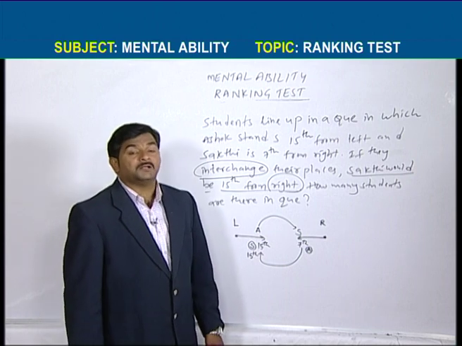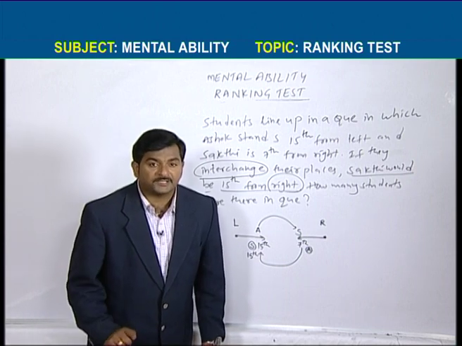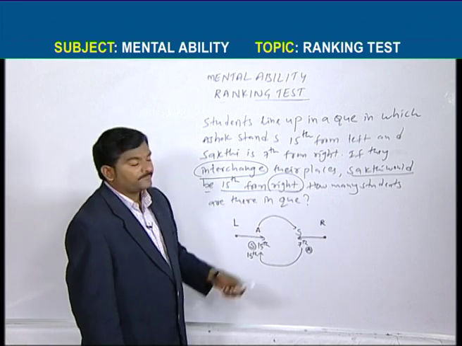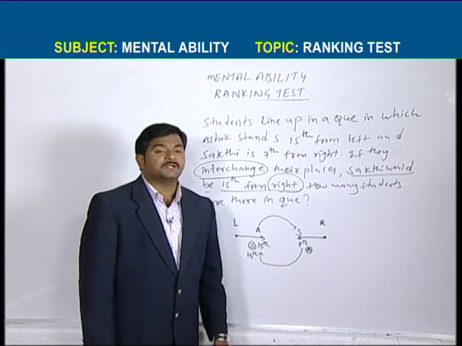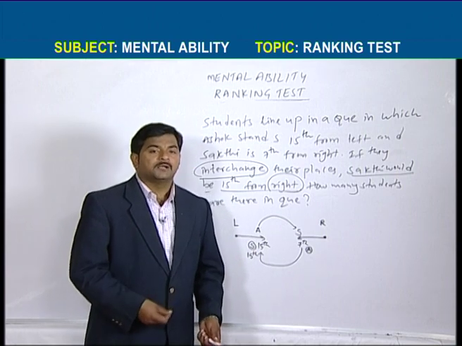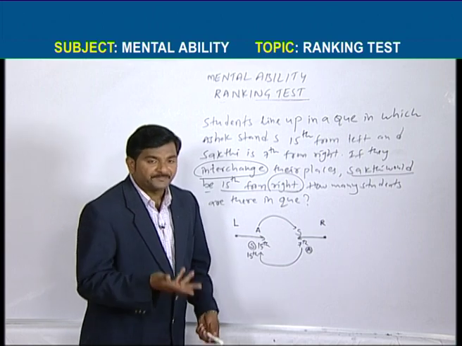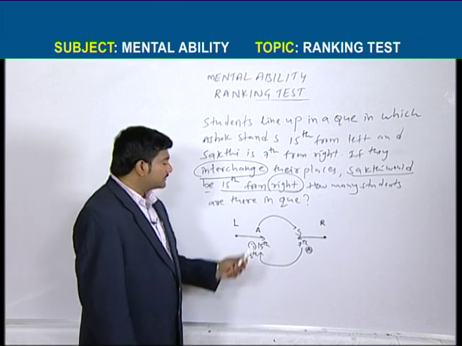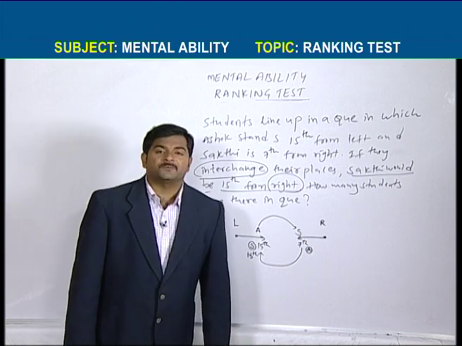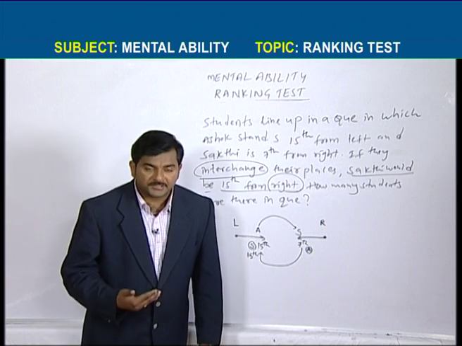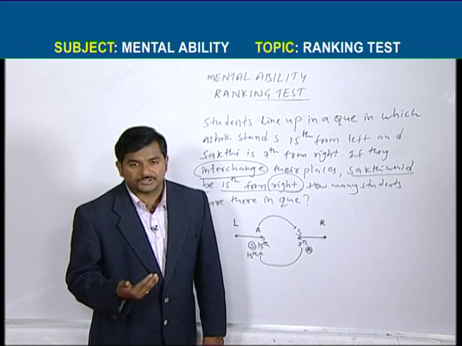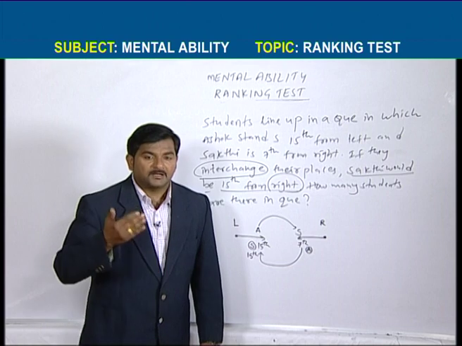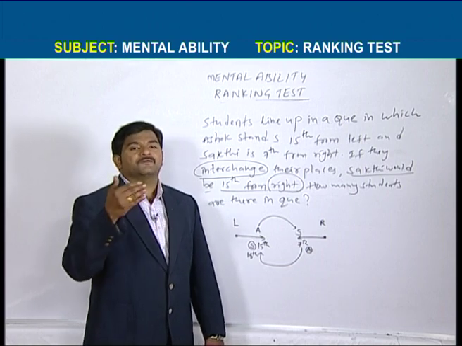After interchange, Shakti would be 15th from right. It's very clear. So he is occupying 15th from right. Who is occupying? Shakti. Now where is Shakti located? Shakti is at Ashok's previous place. We know that Ashok is in which position? 15th position from left. So since Shakti occupies Ashok's position and earlier Ashok is 15th from left end, now also Shakti is 15th from left end.